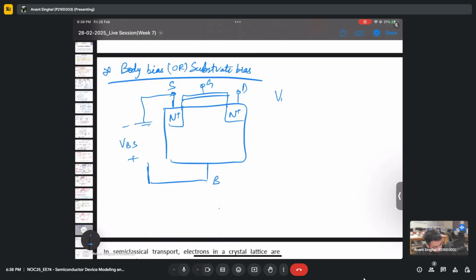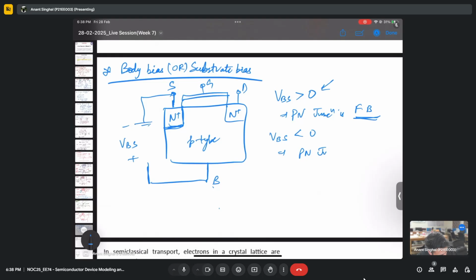If I say VBS is greater than 0, this is P type. You see here B and S form a PN junction, there is P and there is N. So if VBS is positive, do you think the PN junction will be in forward or reverse bias? Forward bias. Why? Because we have a positive voltage at B and a negative voltage at the source. So it will be forward bias. Similarly, if VBS is negative, the PN junction will be reverse biased.